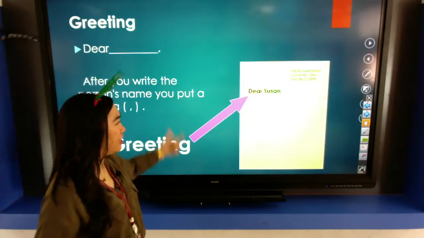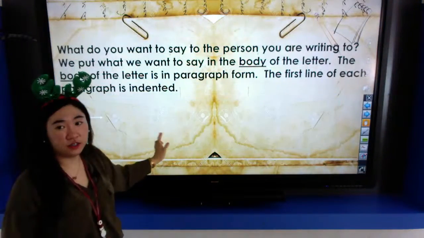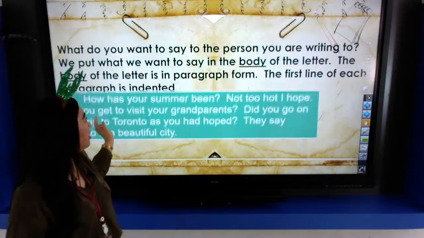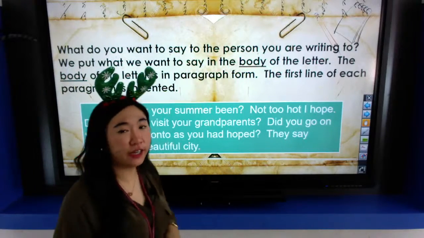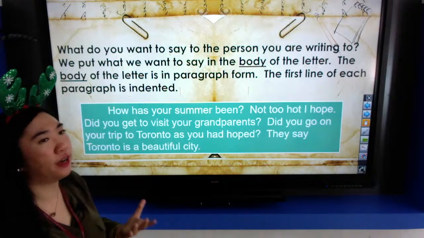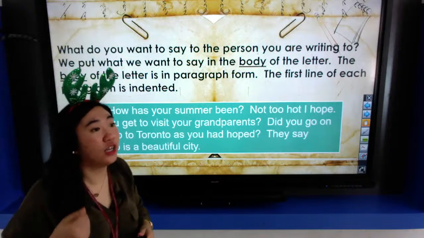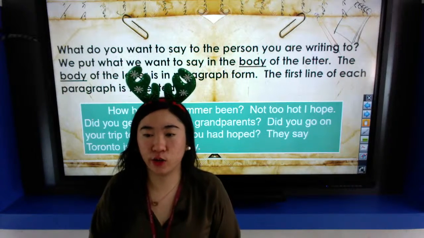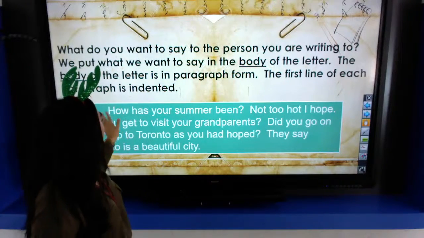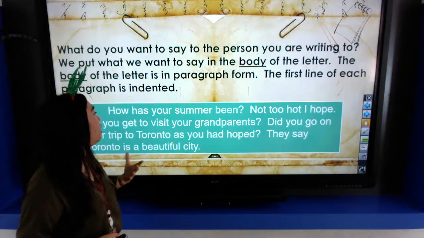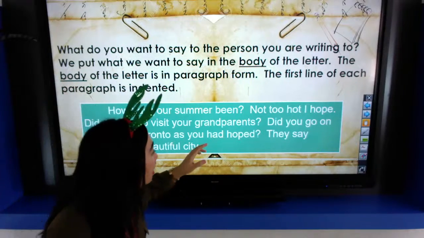Okay. I think the greeting is the easiest one. Okay, now, can I proceed? Okay, now the next is the body of the letter. Again, the body of the letter. So when we say the body of the letter, it is where you write what you want to say to the person, to the receiver. Example, this one. In the letter, you write here, how has your summer been? I hope not too hot.